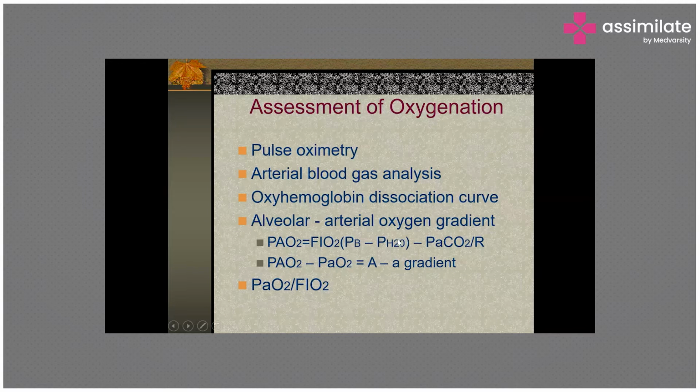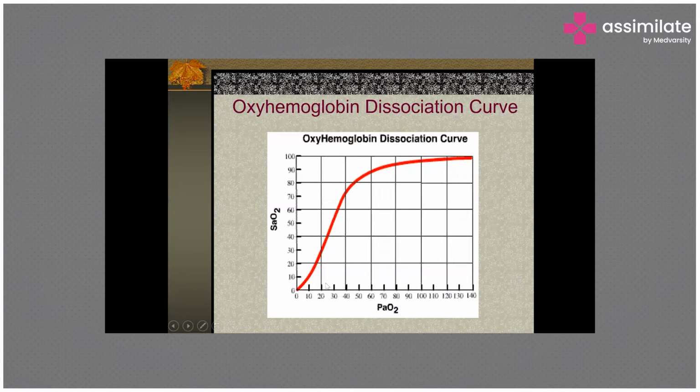If we remember this formula, we will be able to calculate the alveolar oxygen, and then alveolar minus arterial oxygen, which is derived from ABG, can be calculated. And then the AA gradient, if it is more than 20, that is significant. So if there is an increased alveolar arterial gradient, it means there is a significant shunt.